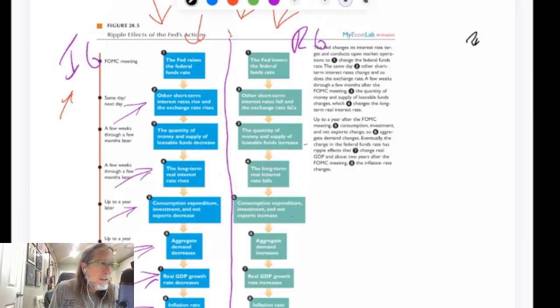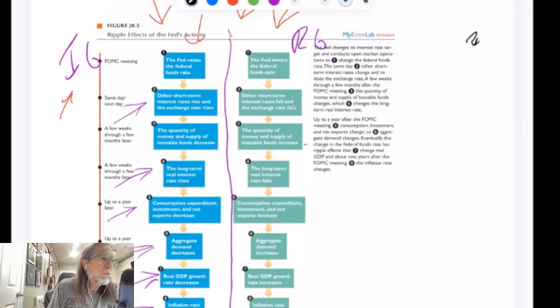It's part of the process of moving. Both of these are moving towards potential GDP, right? We want to move towards our normal unemployment rate or our full employment rate. These are the things we need to do to keep our economy moving along nicely.